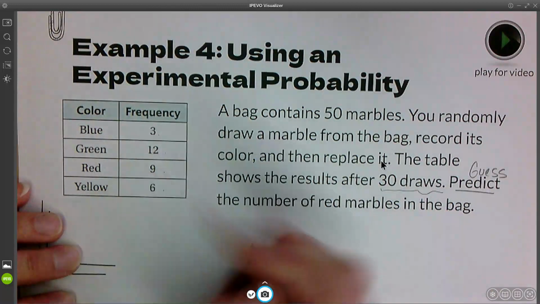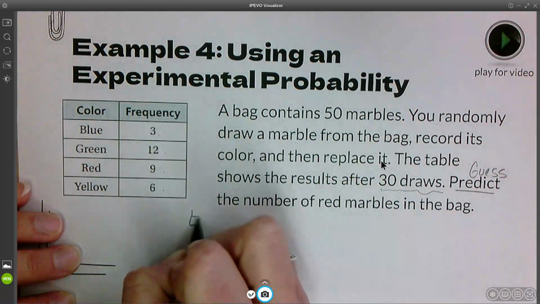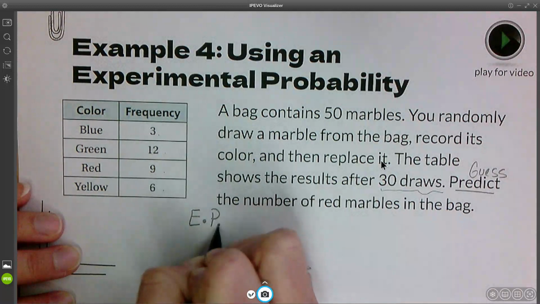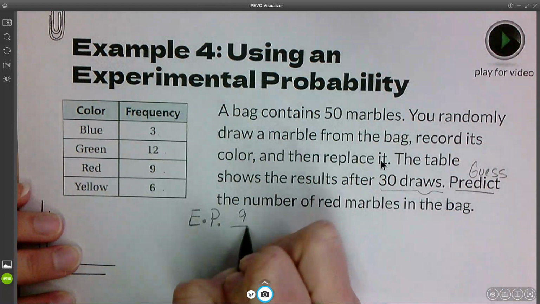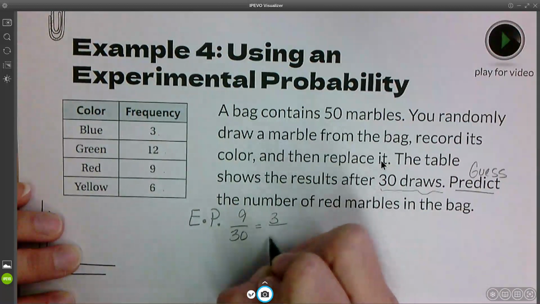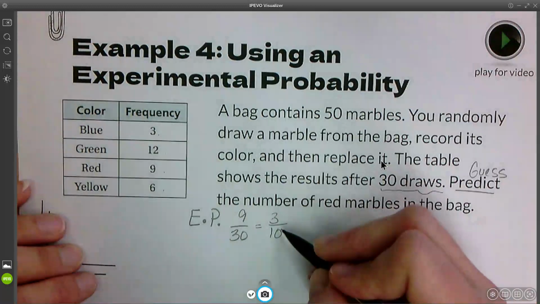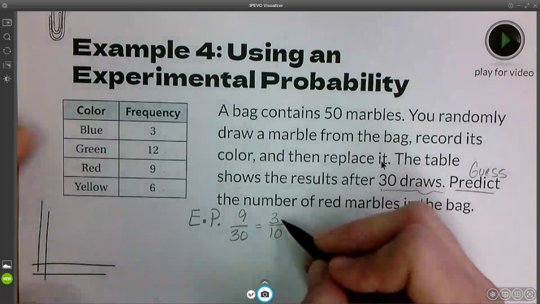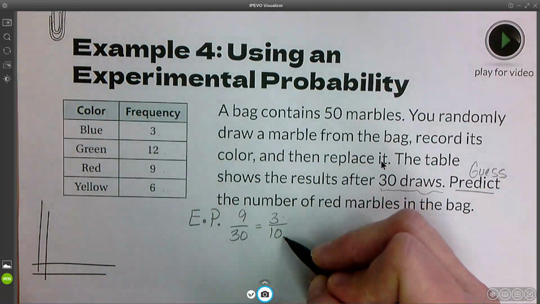So red came up 9 times out of 30, and that is called the experimental probability, 9 out of 30 pulls. When I simplify that, we get 3/10. So that's the actual number of times red came out of every 10 pulls.